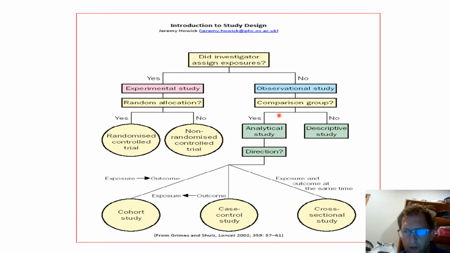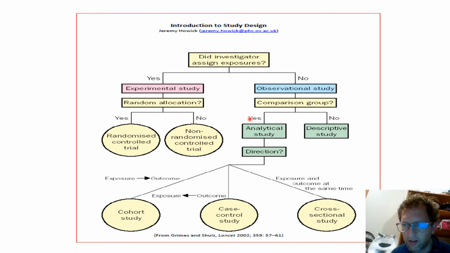For actually working out what the study design is, I thought we'd just use this other slide. Essentially, what you do here is you look at a paper and you go, right, did the investigators assign an exposure? Is it an experiment? And if it is, was it a random allocation or not? And that's how you work out randomized controlled trials and the ones that weren't. If there wasn't any assigned exposure, is there a comparison group?